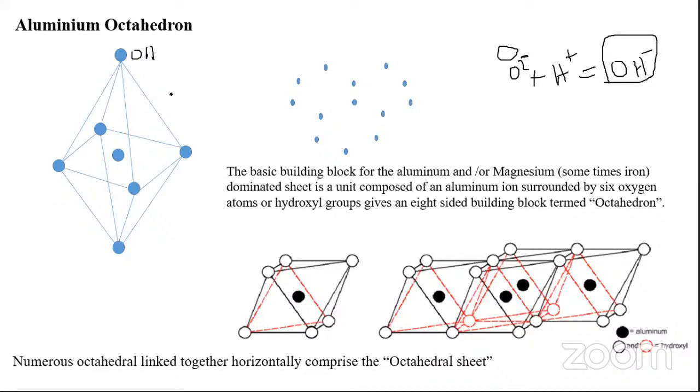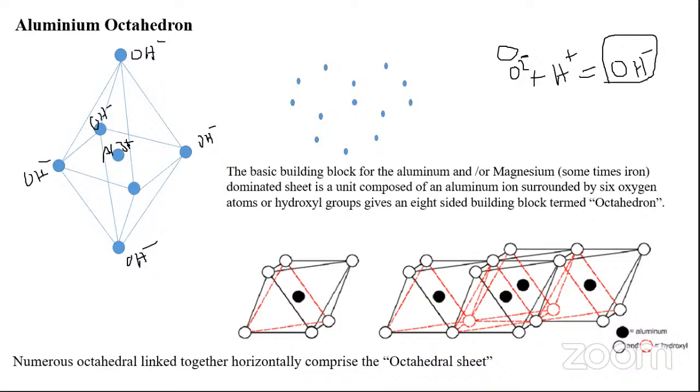Here will be one OH minus. Here will be one OH minus. Here also one OH minus, here also, and here also, like that. So totally 6 are there. But our aluminum charge is 3. Only 3 is there.